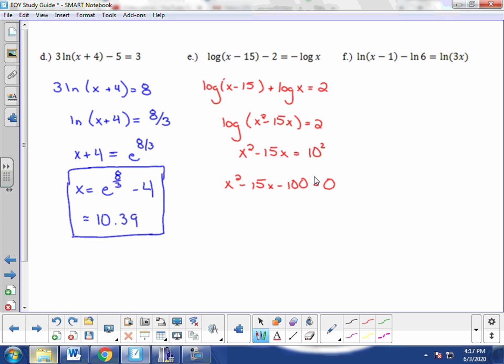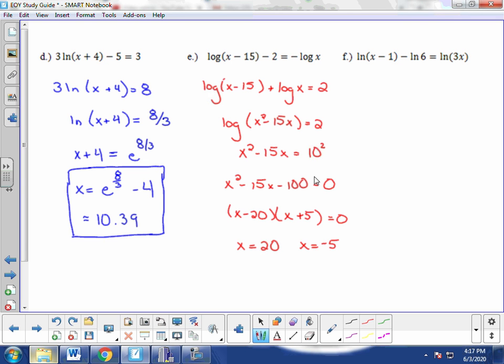Now we want to solve this expression. We can solve this expression through factoring. So x squared minus 15x minus 100 will break down into x minus 20 and x plus 5. Set that equal to 0. So we're going to get 2 solutions here. If we set both factors equal to 0, we get x equals 20 and x equals negative 5.